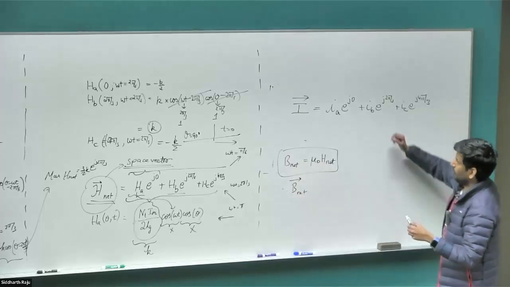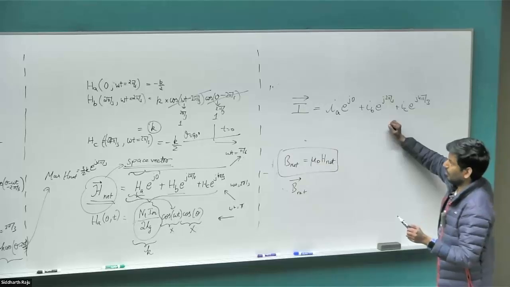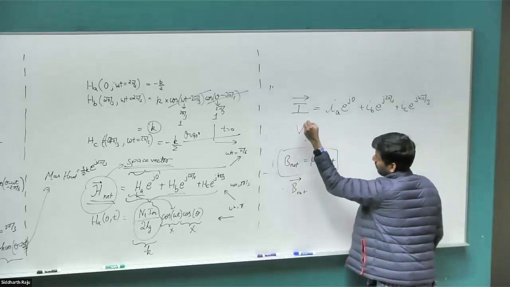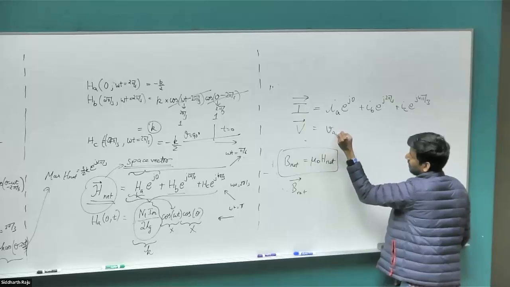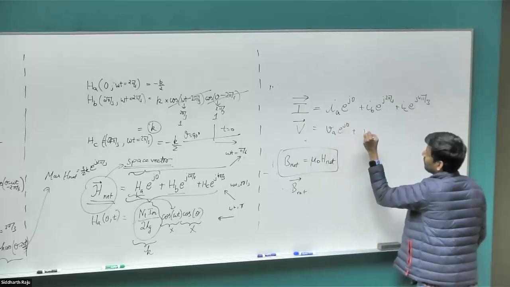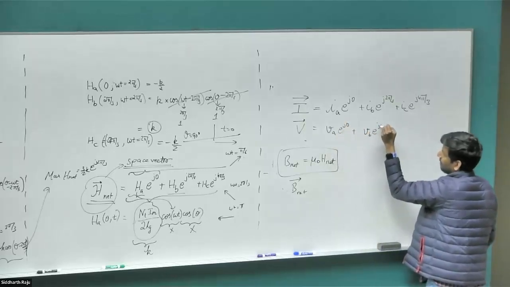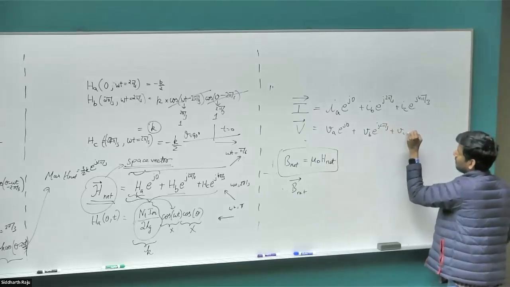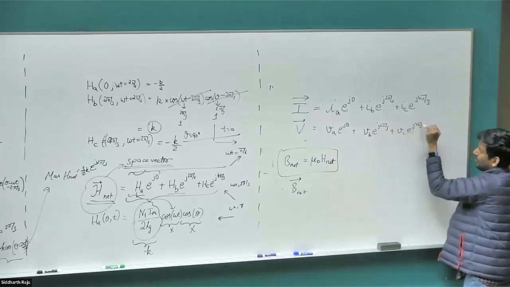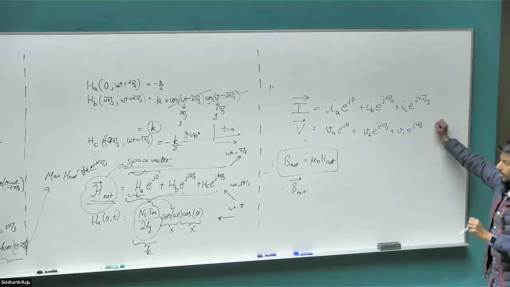And now we are going to extend this, purely in a mathematical sense, to currents and voltages. So I can define a voltage space vector as well: the voltage in the A phase times e power j0 plus the voltage in the B phase times e power j2 pi by 3 plus the voltage in the C phase times e power j4 pi by 3. A purely mathematical consideration, nothing more than that.